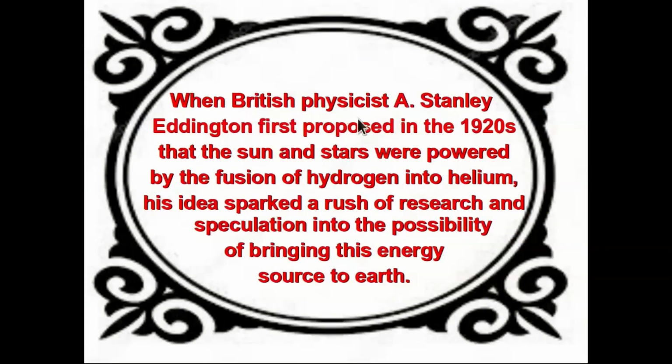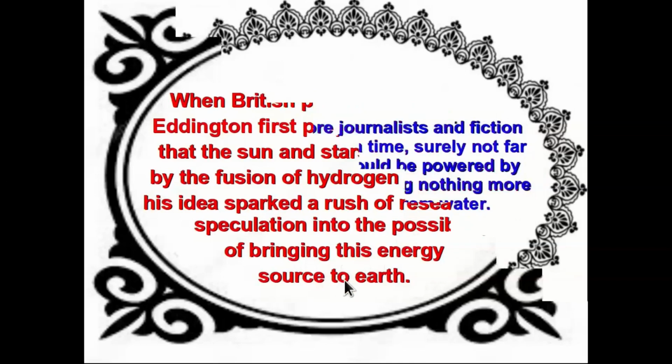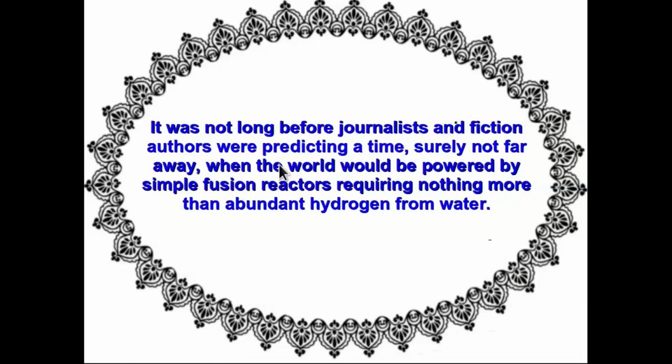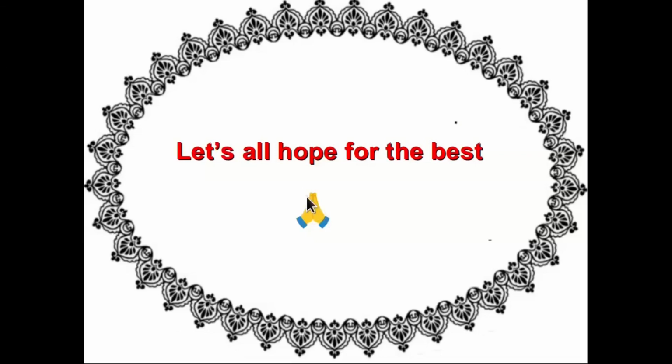When British physicist Stanley Eddington first proposed in the 1920s that the sun and stars were powered by the fusion of hydrogen and helium, his idea sparked a rush of research and speculation into the possibility of bringing this energy source to Earth. It was not long before journalists and fiction authors were predicting a time, surely not far away, when the world would be powered by simple fusion reactors requiring nothing more than abundant hydrogen from water. Well, let's all hope for the best.